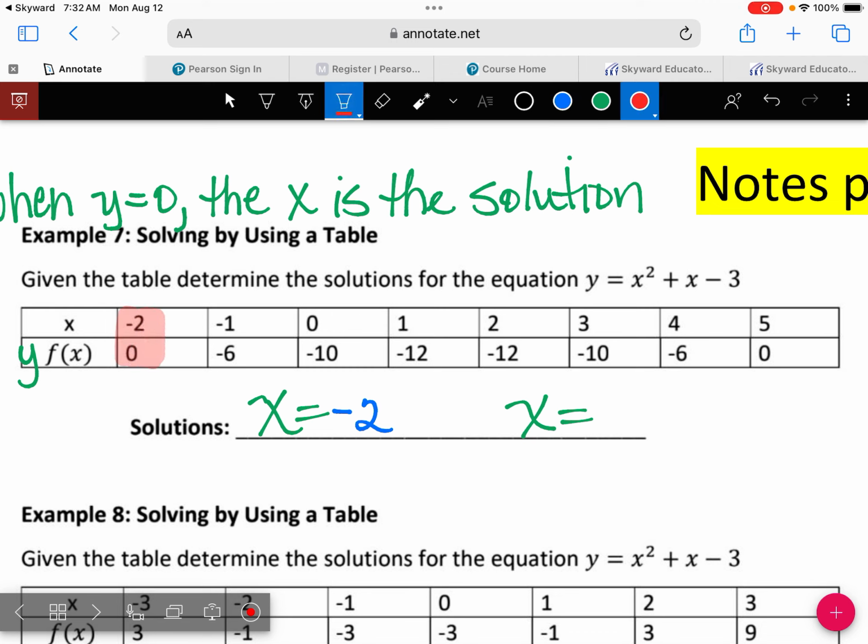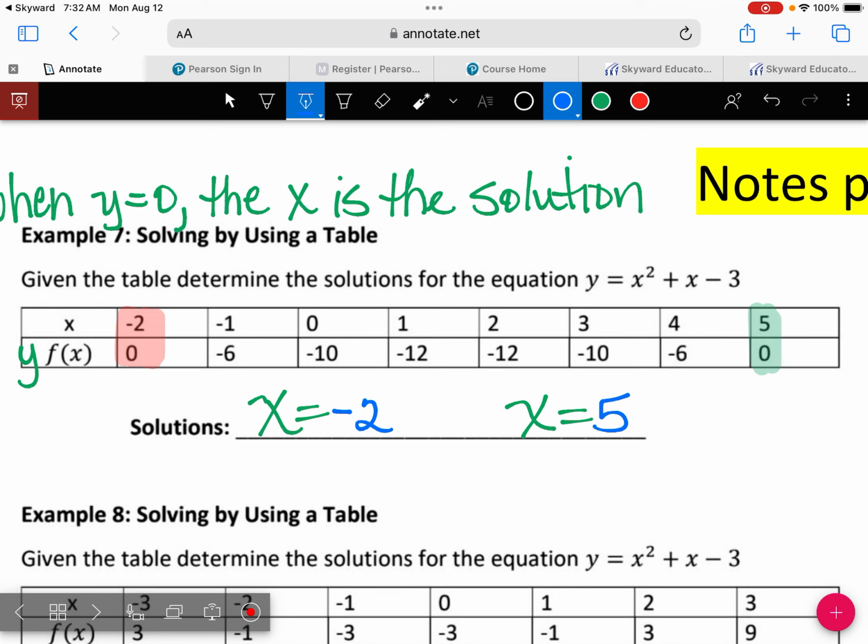Okay, right here. So does everyone see how this is equal to 0? So that means that's your solution. So where is another place where we have a 0? Right here. Yep, thank you. This would be my second solution. So what does x equal? 5. Those are your two solutions.